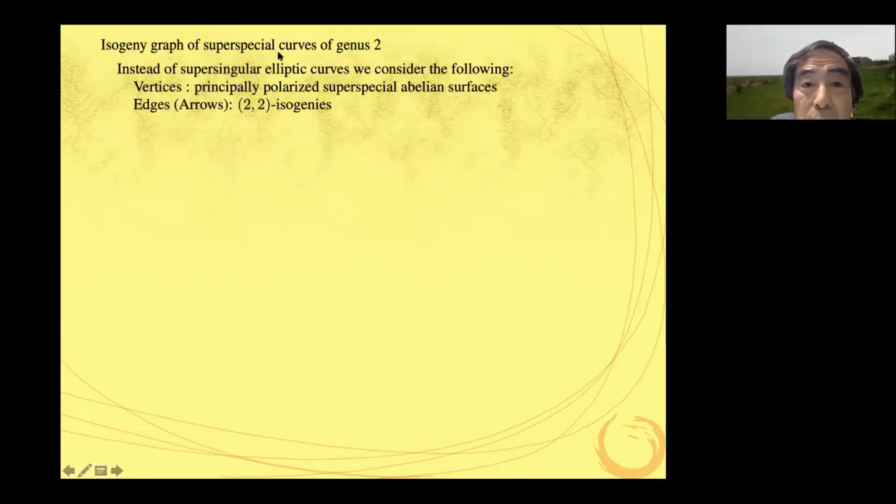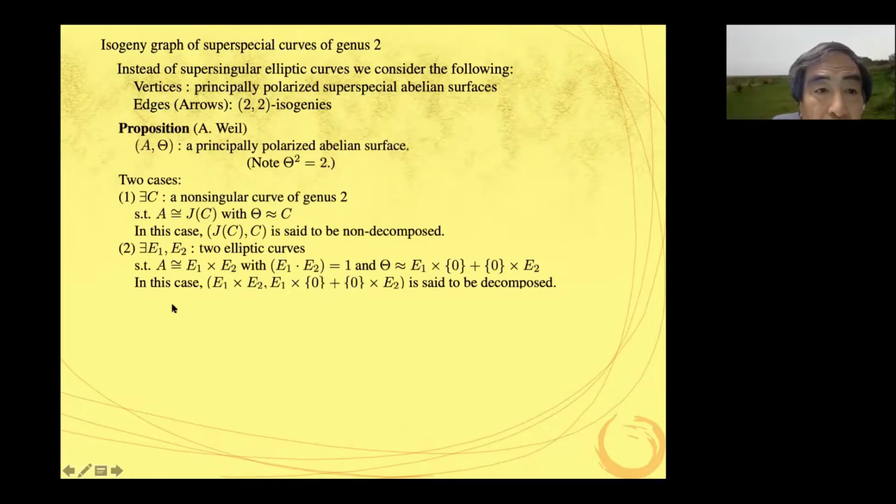We consider the graph of superspecial curves of genus 2. So instead of supersingular elliptic curves, we consider the following. For vertices, we consider principally polarized superspecial abelian surfaces. And for edges, we consider 2-isogenies. Then the structure of a principally polarized superspecial abelian surface is as follows.